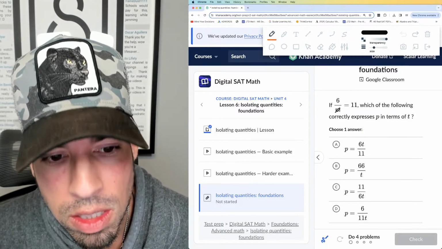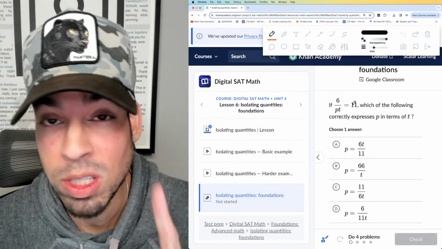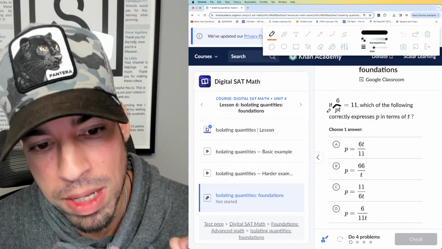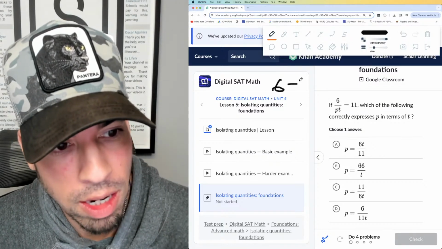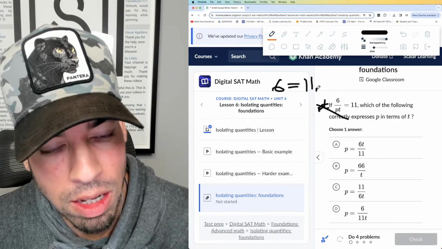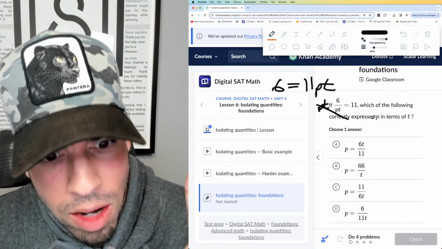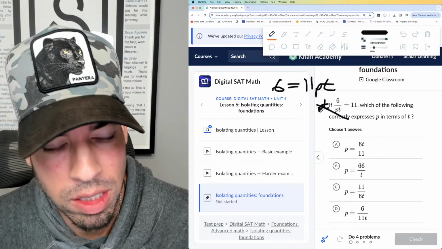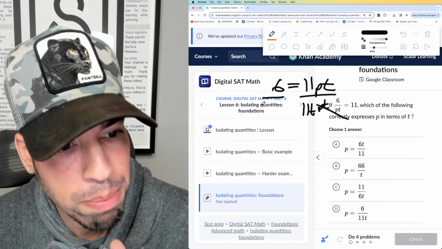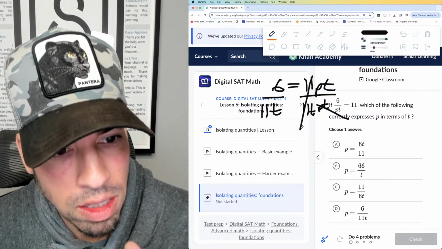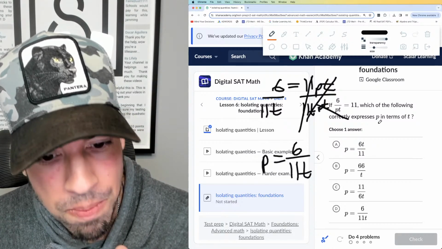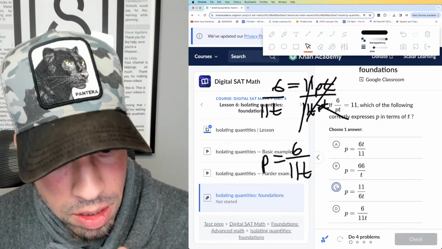So I'm going to multiply. I could actually multiply both sides just by P, but to make a little bit more sense, I'm going to multiply by this entire denominator. So we have PT multiplying on the left side, and we'll just cancel that out. On the right side, we get 11PT. Now we want to isolate P, right? That's what we see in every option. So I'm going to divide both sides by 11T, everything but the P. That gets rid of the 11 and the T, and we're left with P equals 6 over 11T. And that is option C for the win.